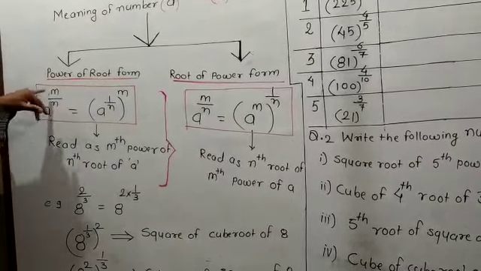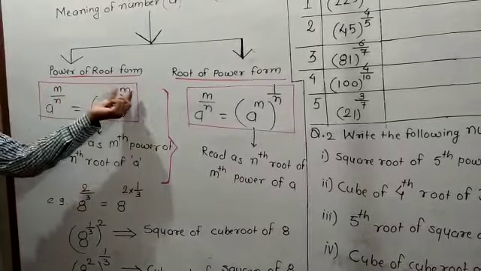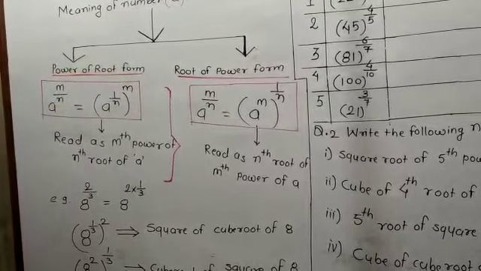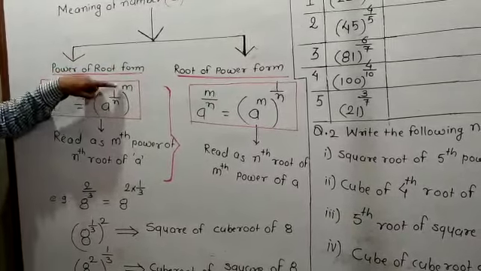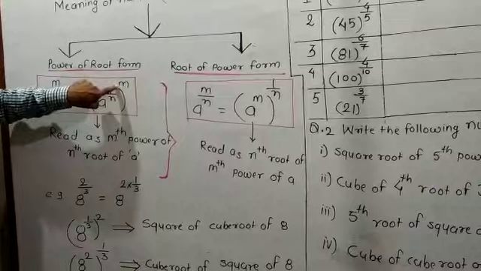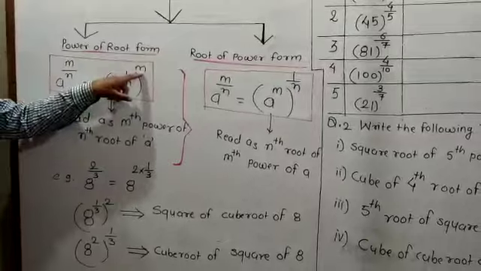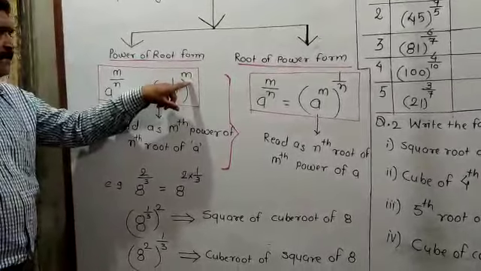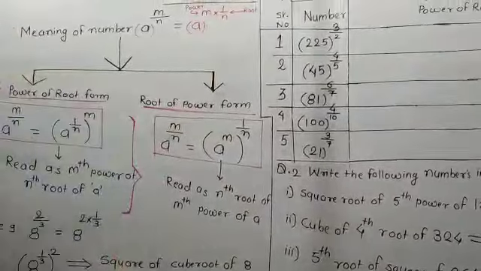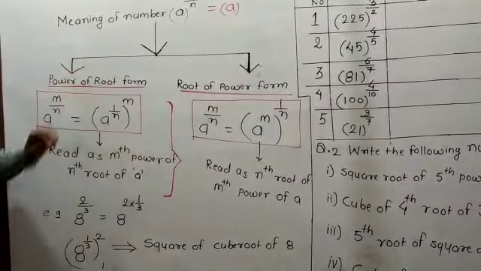This a raised to m upon n is equal to a raised to 1 upon n raised to m. You write this power outside, 1 upon n inside. At that time you say that this one is power of root. And how you have to read? Mth power of nth root of a. Start with these outside things. Mth power of nth root of a, because m is the power, 1 upon n is the root.